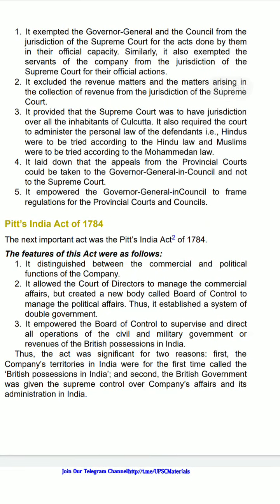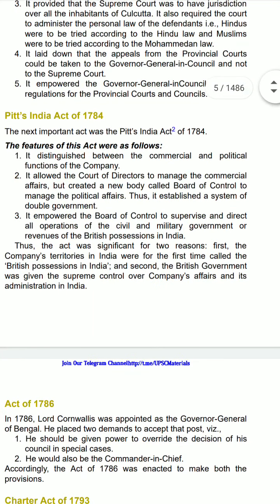Pitt's India Act of 1784. The next important act was Pitt's India Act of 1784. The features of this act were as follows. It distinguished between the commercial and political functions of the company. It allowed the Court of Directors to manage the commercial affairs, but created a new body called Board of Control to manage the political affairs. Thus it established a system of double government.